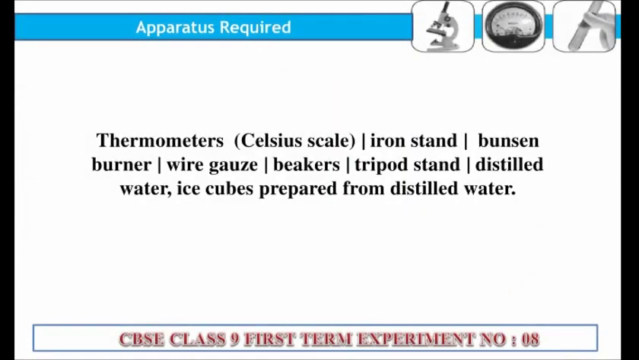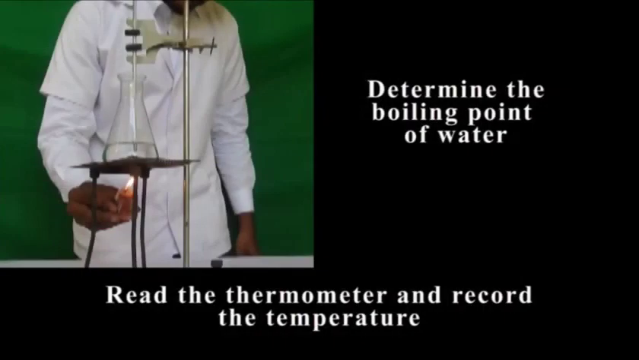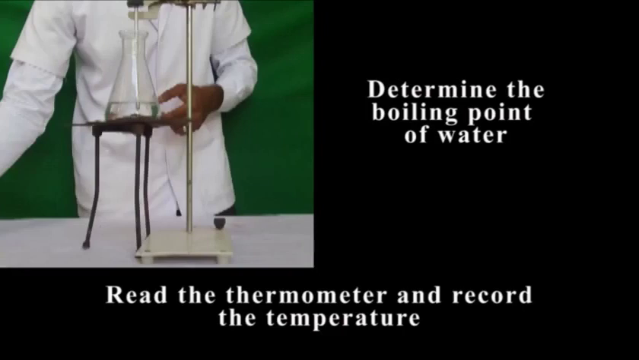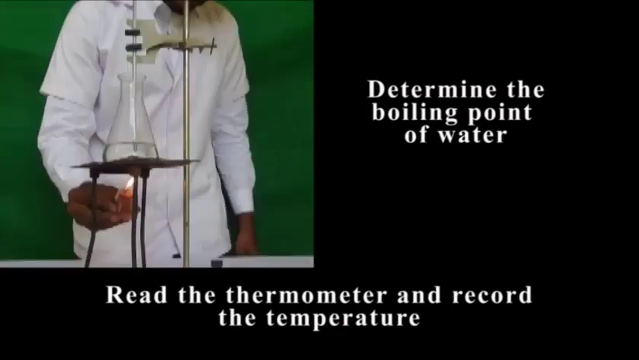Apparatus required: thermometer, iron stands, a Bunsen burner, wire gauze, beakers, tripod stand, distilled water, ice cubes prepared from distilled water. Procedure: to determine the boiling point of water, take 25 to 30 ml of water in a round bottom flask, place the flask on a tripod stand and fix a thermometer in it. Read the temperature and record it in the given observation table till the water boils. Record the reading after a time interval of 1 minute.